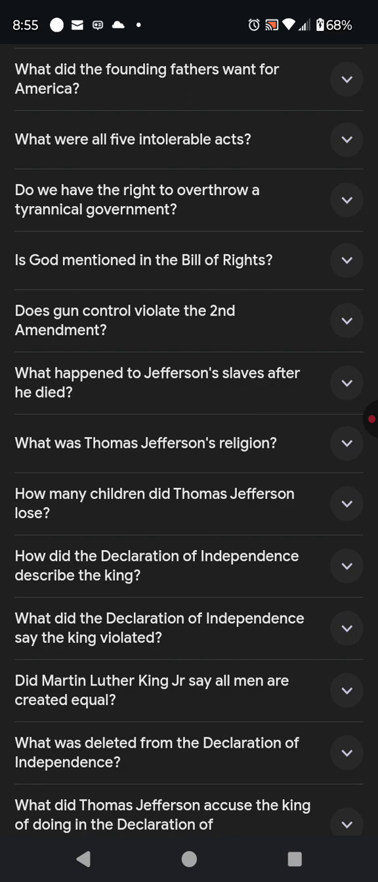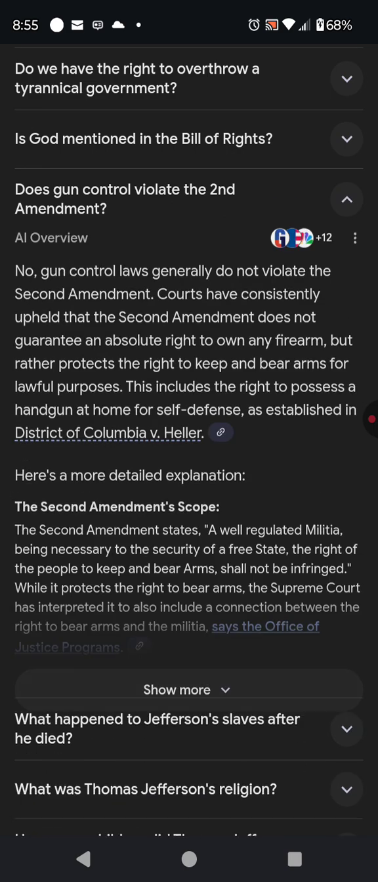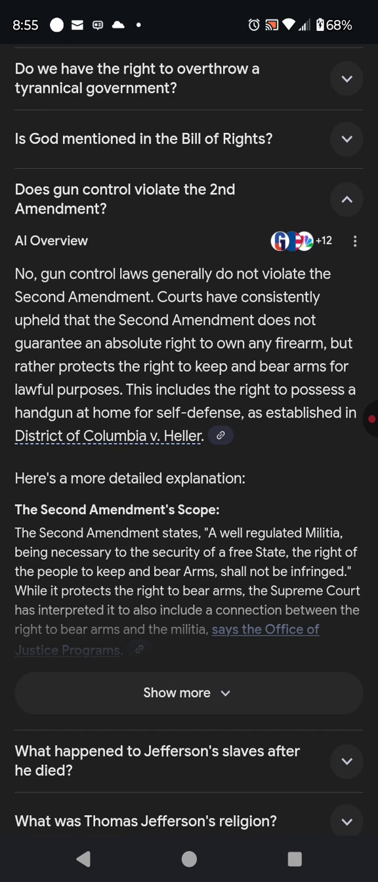Does gun control violate the Second Amendment? No, it doesn't. Gun control laws are generally not found to violate the Second Amendment. Courts have consistently upheld that the Second Amendment does not guarantee an absolute right to own any firearm, but rather protects the right to keep and bear arms for a lawful purpose. This includes the right to possess a handgun in the home for self-defense, as established in District of Columbia versus Heller.